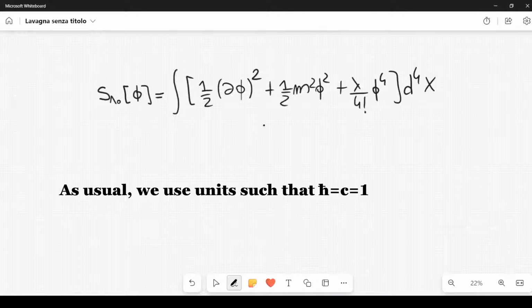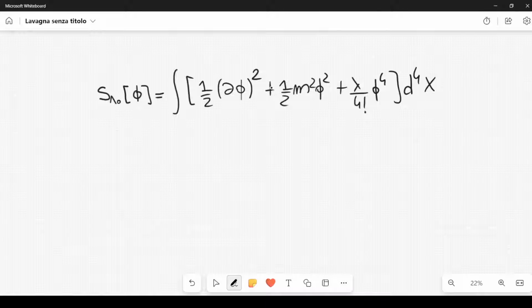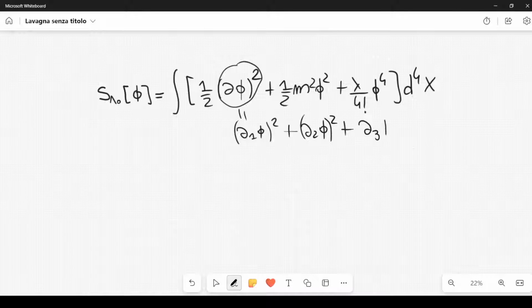In particular, we are considering Euclidean geometry. So this derivative here is basically (d1 phi) squared plus (d2 phi) squared plus (d3 phi) squared plus (d4 phi) squared, and you can generalize this by means of a Wick rotation also to the Minkowski metric if you want. But we will consider a Euclidean signature.